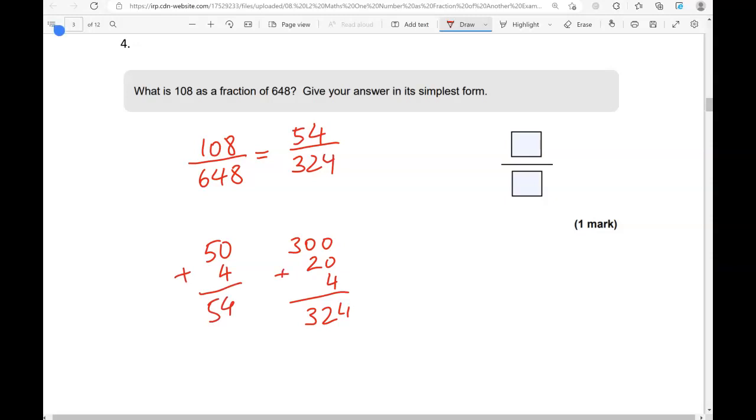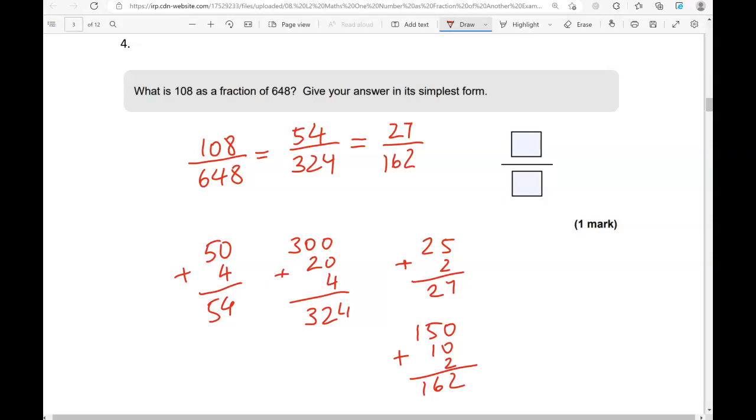Now we can halve these again. So half of 50, that is 25. Half of 4, that is 2. So that is 27. Half of 54 is 27. Half of 300 is 150. Half of 20 is 10. Half of 4 is 2. So 162. We can still divide these numbers.